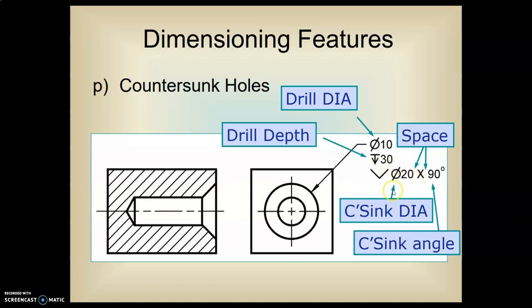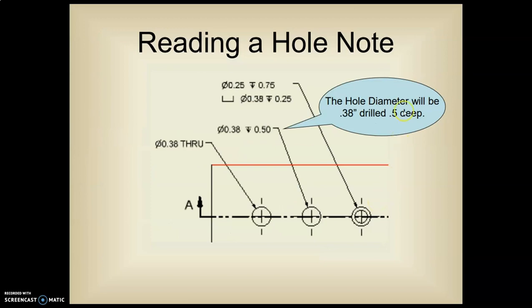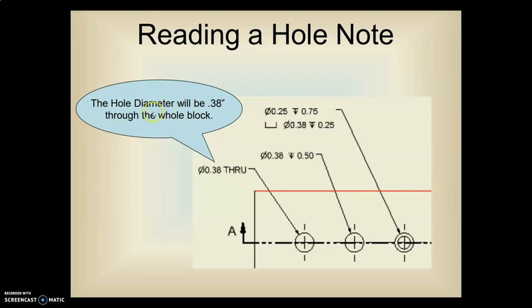The diameter is 20, that is the outside diameter, and then the angle of the countersink. Here this will be 90 degrees here. You're going to see either 90 or 82 degrees. Okay, again, this is a hole diameter, and this is what we went over before. Okay, same thing here. There's a hole diameter. It's 0.38 diameter, and it's a 1/2 inch, 0.5 deep. This is a through hole because it says through.